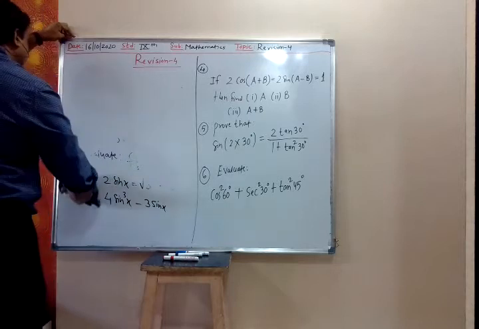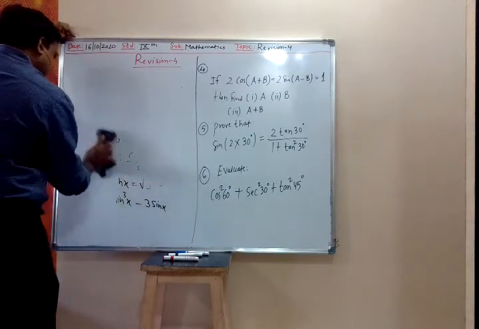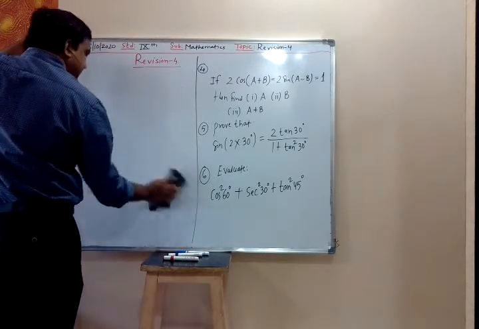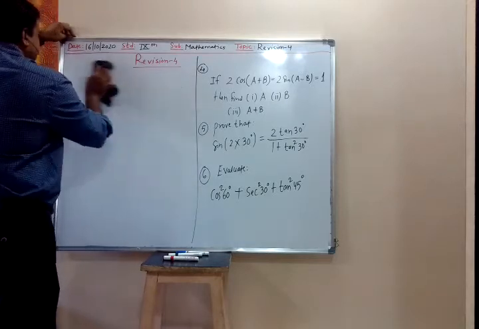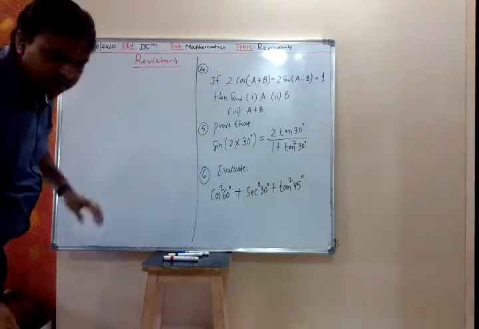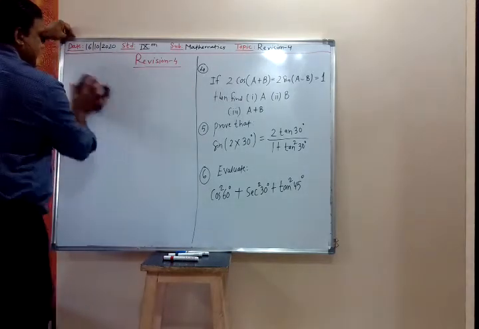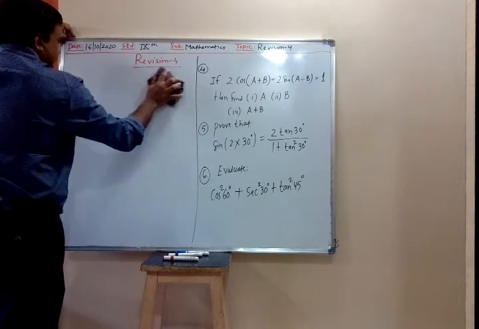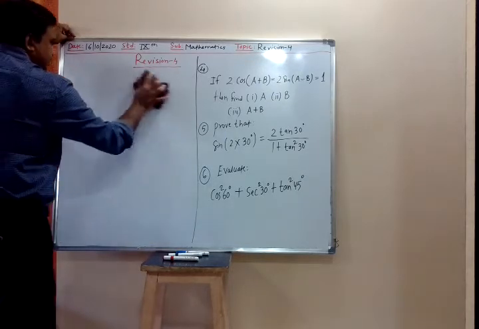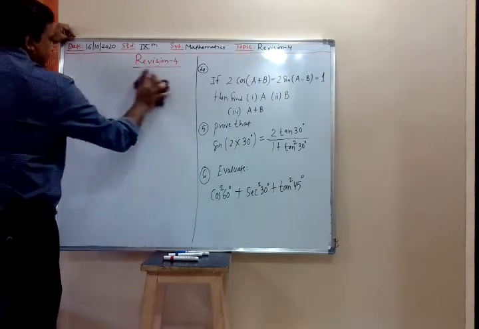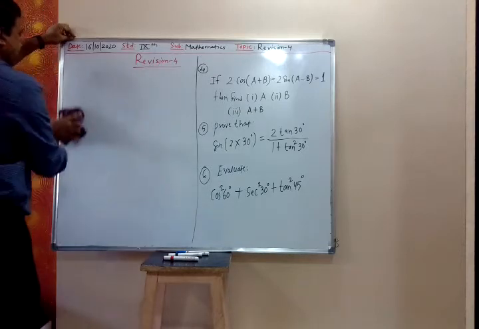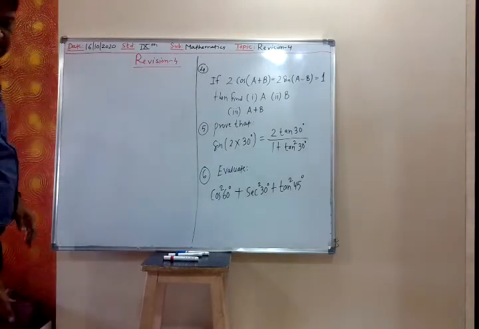See, all this you have to practice because the difficulty comes in the evaluation part of this. Tan square 45 degree is the same as tan 45 whole square. Remember this. Cos square 60 degree is nothing but cos 60 whole square. Sec square 30 degree is sec 30 whole square. And sec 30 you will write as 1 upon cos 30.